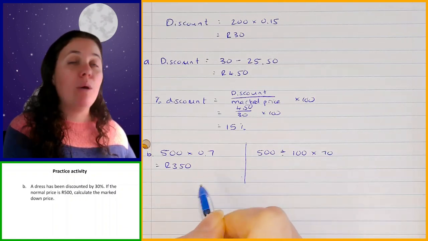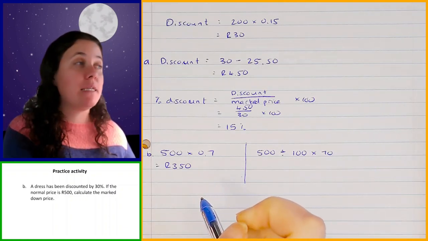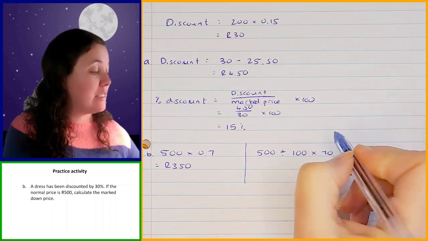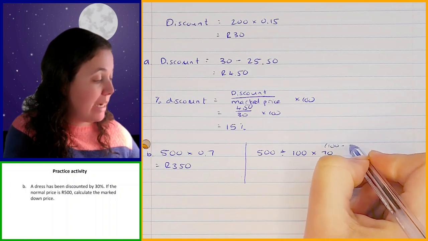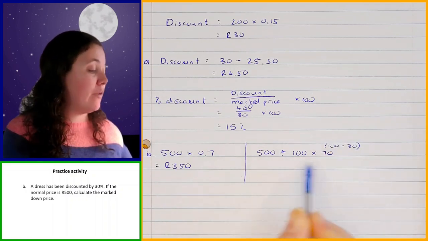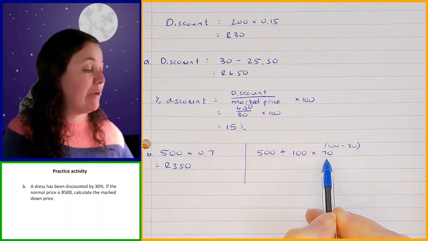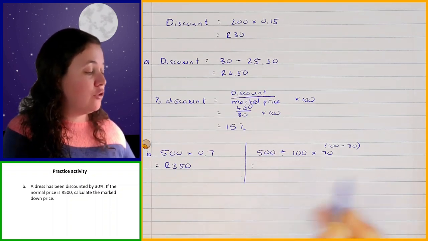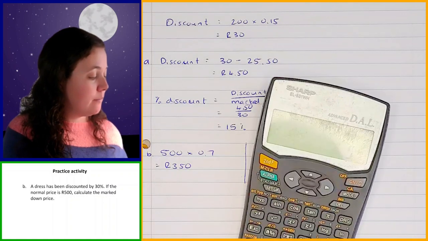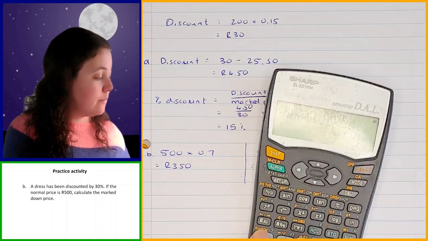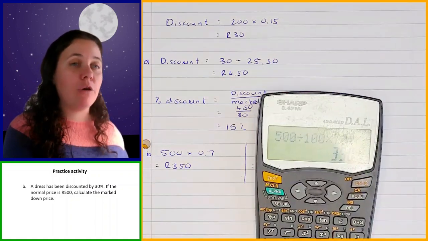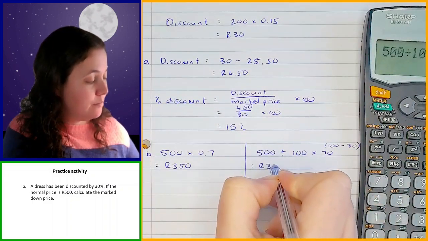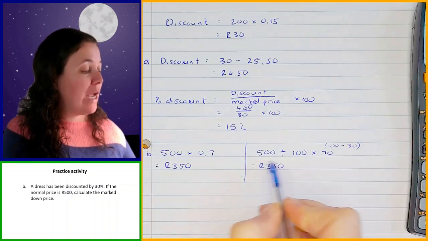Because again, we want to know the marked down price, which is the price after the discount has been taken off, which is the same as 100 minus 30. So I could have put over here 100 minus 30. That's how I got the 70. Okay, so 500 divided by 100 times 70 gives you also the same answer of 350 Rand. So that's just a different way of looking at it.